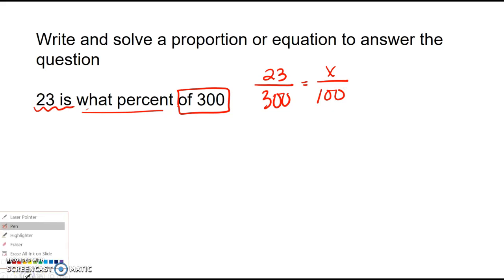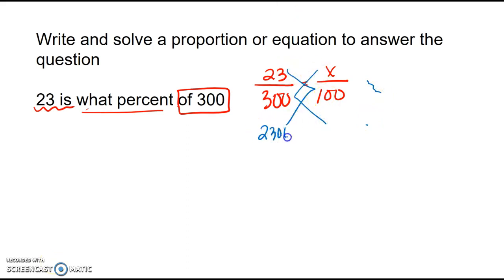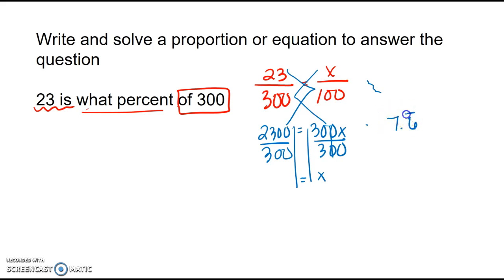So again, there's a couple ways you can try and solve a proportion. Here, I'm actually just going to do cross products. So I've got 23 times 100 is 2300. X times 300 is 300x. Now I need to solve for x, so I'm going to divide both sides by 300. And when you take 2300 divided by 300, you get something that isn't a nice even number, unfortunately. But since it is a percentage, we're just going to kind of estimate here. So we're going to go ahead and round. When I do 2300 divided by 300, I actually get 7, and then that 6 repeats.